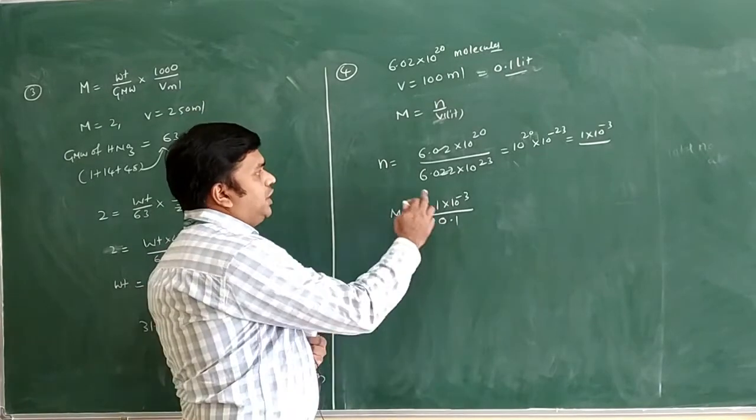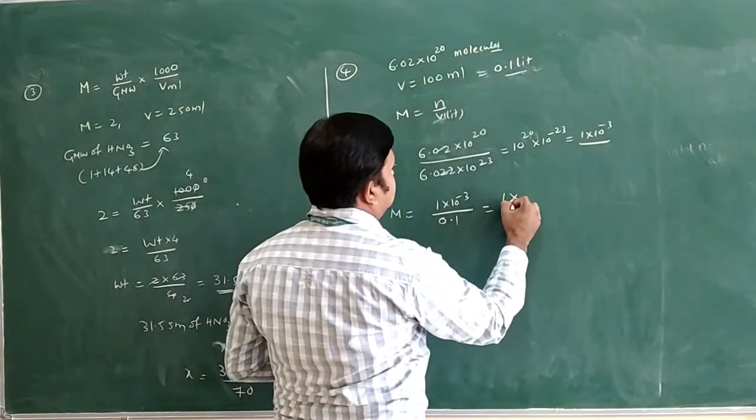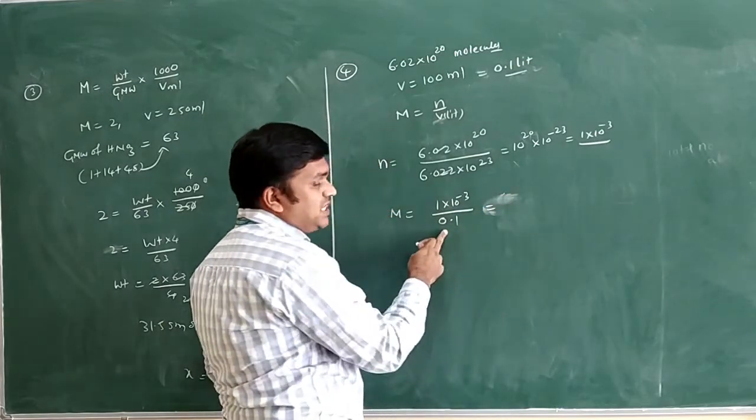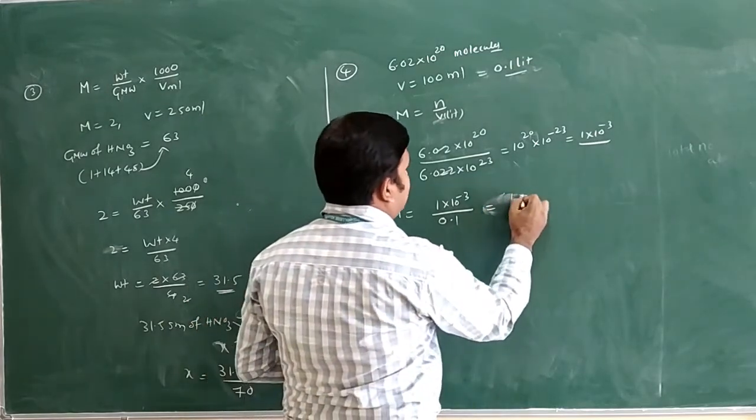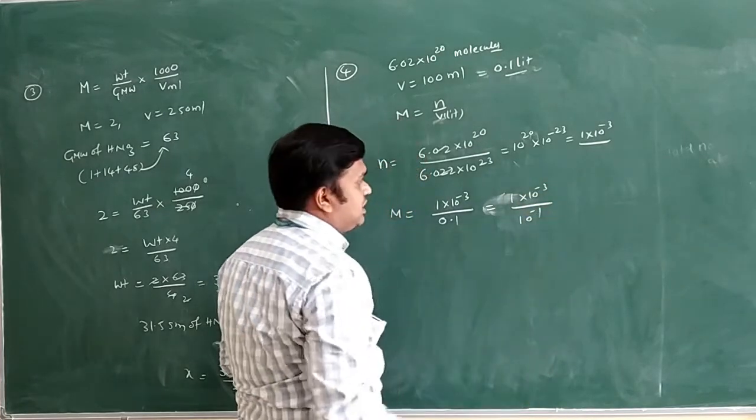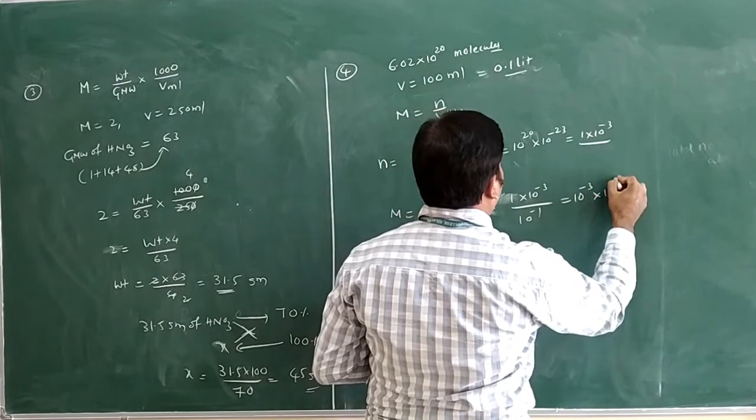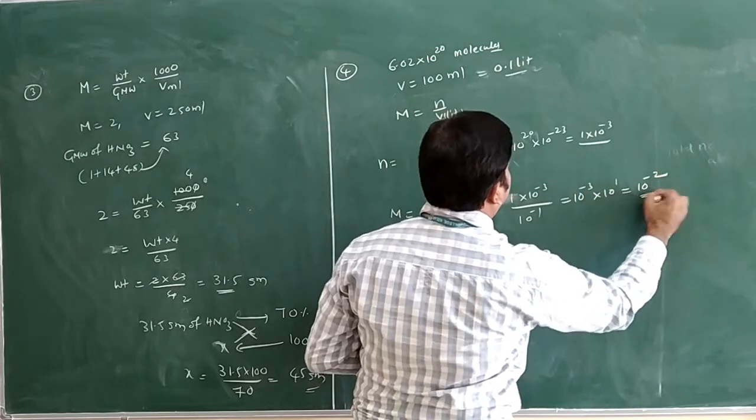Now we'll see here 1 into 10 power minus 3 by 0.1. Then what will you get? 0.1 means 10 power minus 1 only. So I'll write here 1 into 10 power minus 3 by 10 power minus 1. Then what will you get here? 10 power minus 3 into 10 power 1, which gives 10 power minus 2 only.